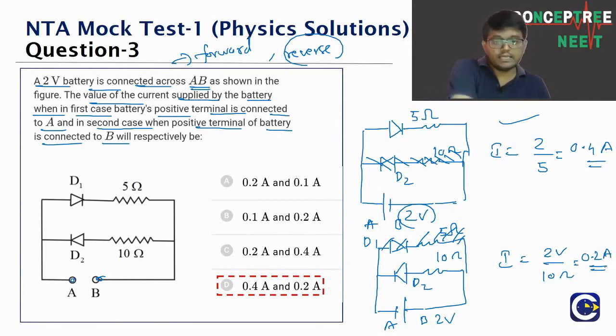Check this one, guys. Most of us are able to get the answer. What is it? Option D. So this is about how we are arranging the diodes, whether the diode is forward biased or reverse biased. Okay.